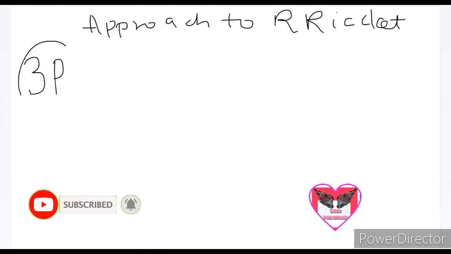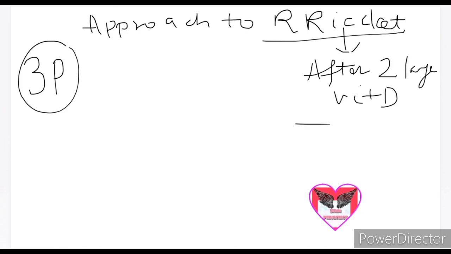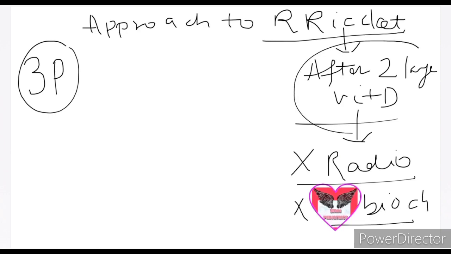First of all, refractory rickets is defined as: after giving two large doses of vitamin D, even if the patient fails to show radiological evidence of healing, no radiological evidence of healing, and there is no normalization of biochemical abnormality even after two large doses. So we have a 3P approach.